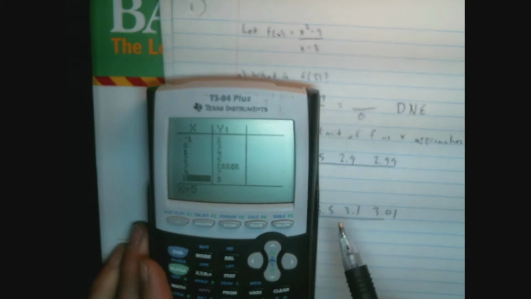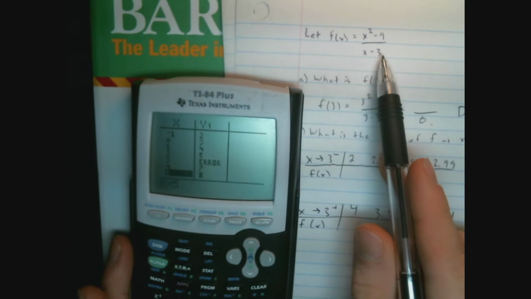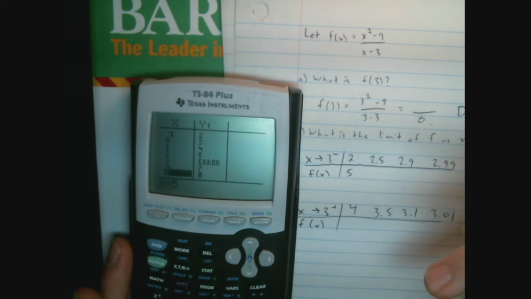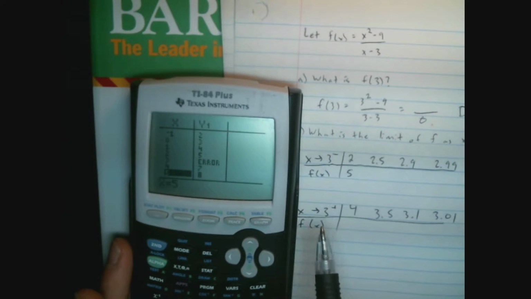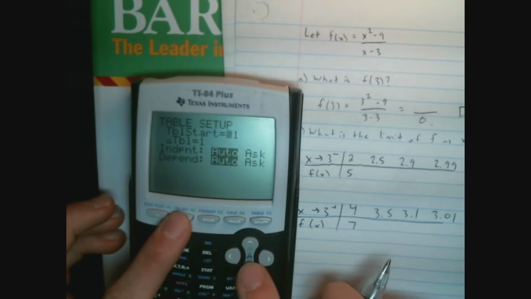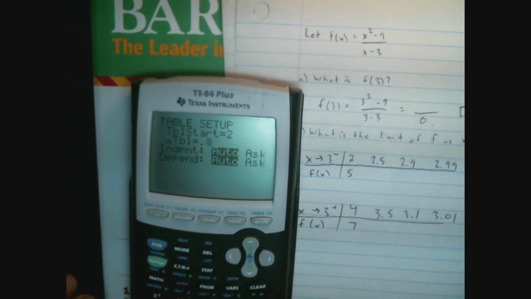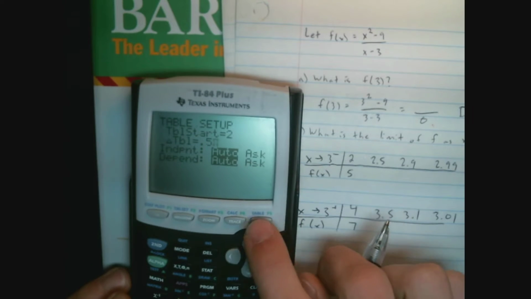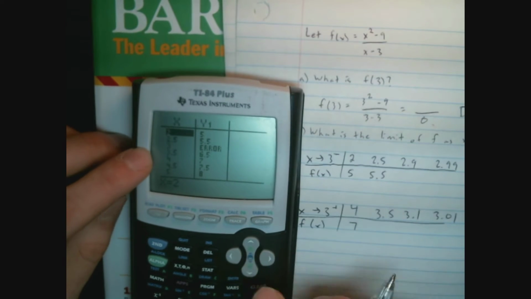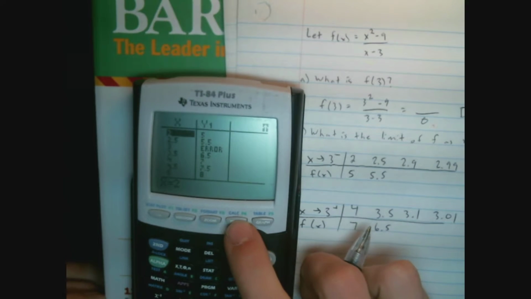So here on the calculator we can see that when we plug in an x in our formula, 2 is equal to 5, and for 4, it's 7. And then I'm going to reset the table. So it's starting at 2, and it goes every 0.5. And we're going to look at the table again. So at 2.5, it's 5.5, at 3.5, it's 6.5. Let me reset the table here.